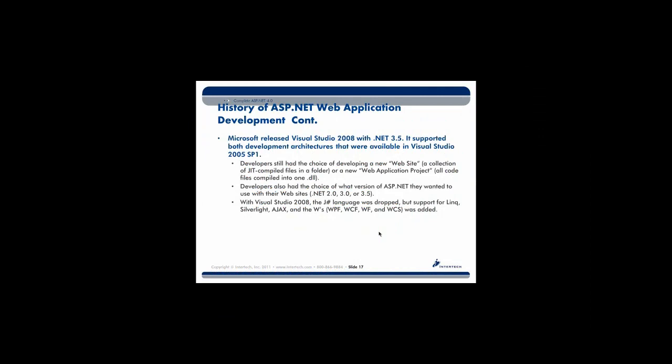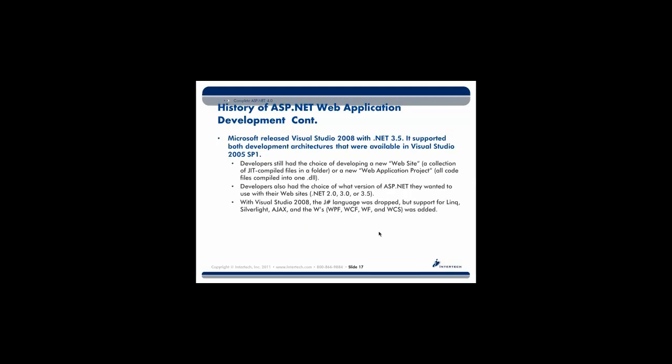When they released Visual Studio 2008, it had to support both. Now, developers had a choice of either choosing .NET 2.0, 3.0, or 3.5. J# was dropped, by the way. J# was an interim language that was used for J++ developers, and it was extremely similar to Java. It was even closer than C# was, which is amazing.